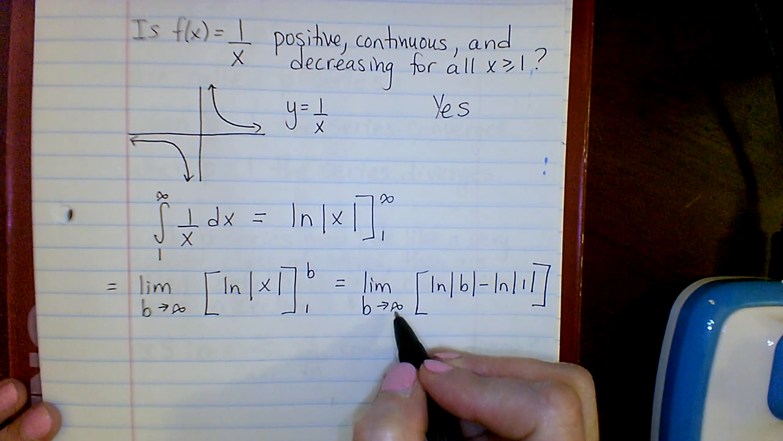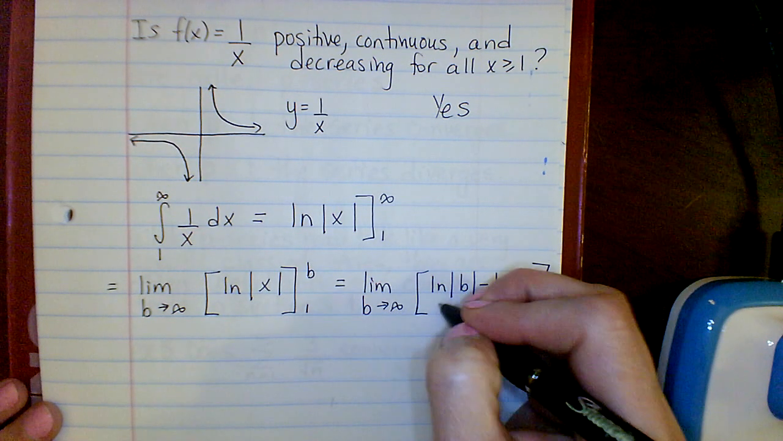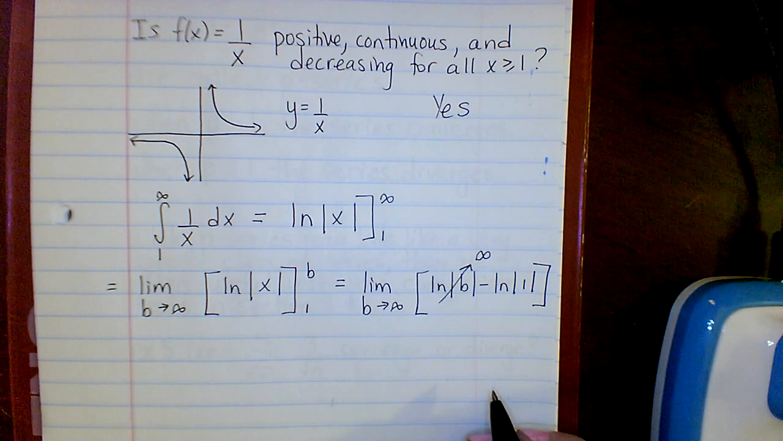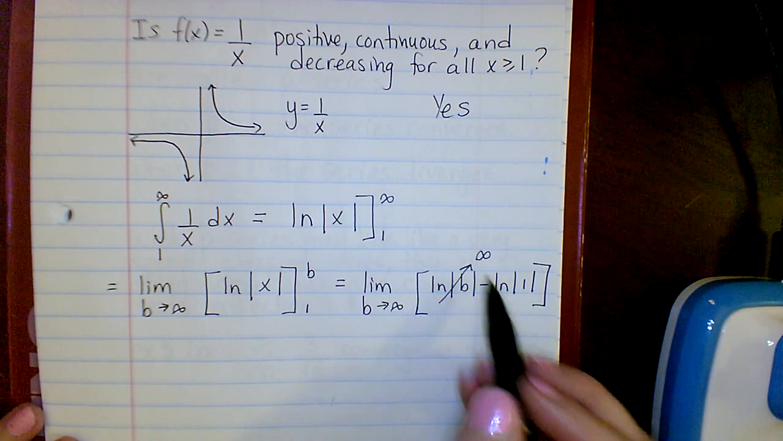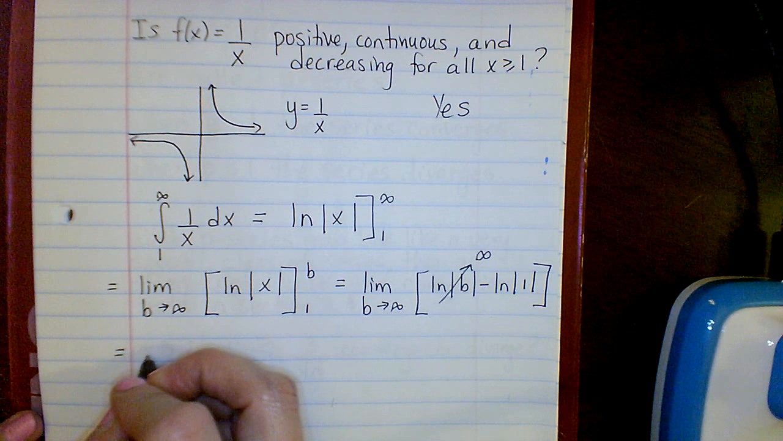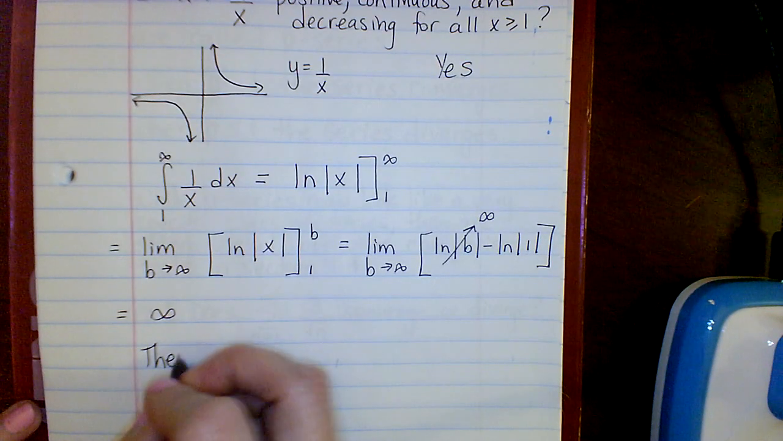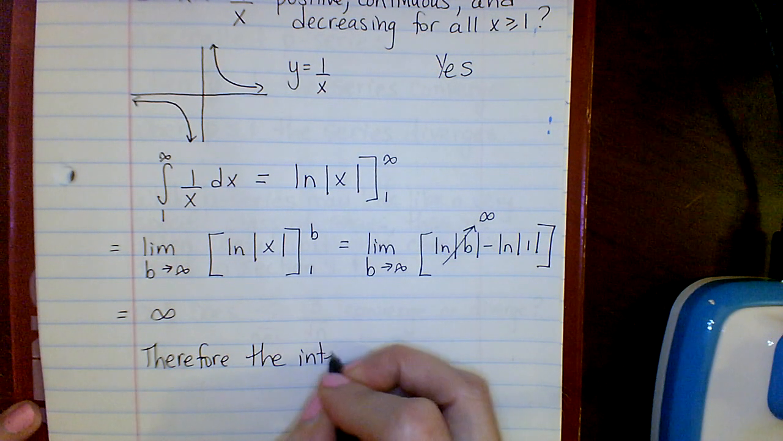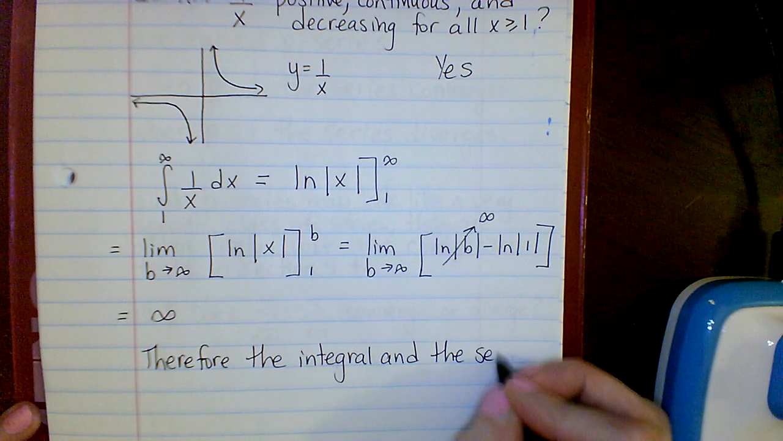As b gets bigger and bigger, the natural log of b also gets bigger. So that's going to infinity. That means that this is going to diverge. This improper integral is going to be infinite. So we can say that that's going to be infinite. So therefore, the integral and the series both diverge.